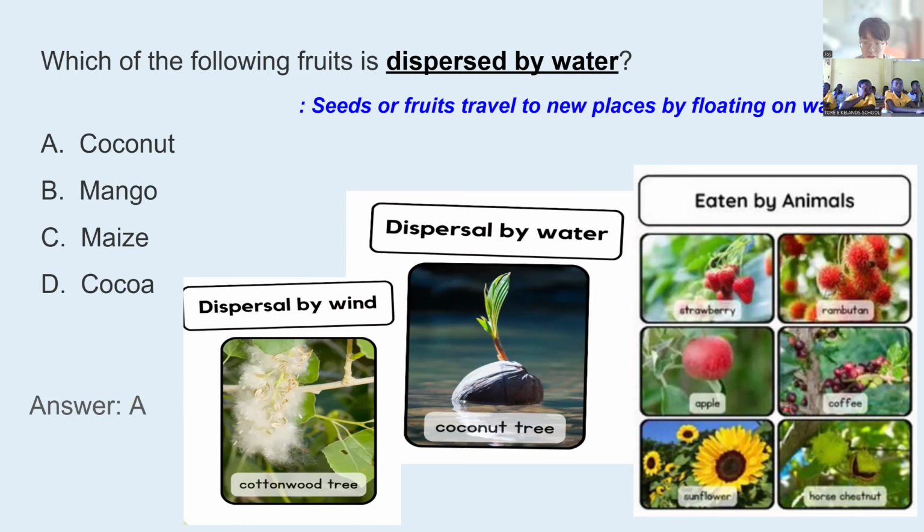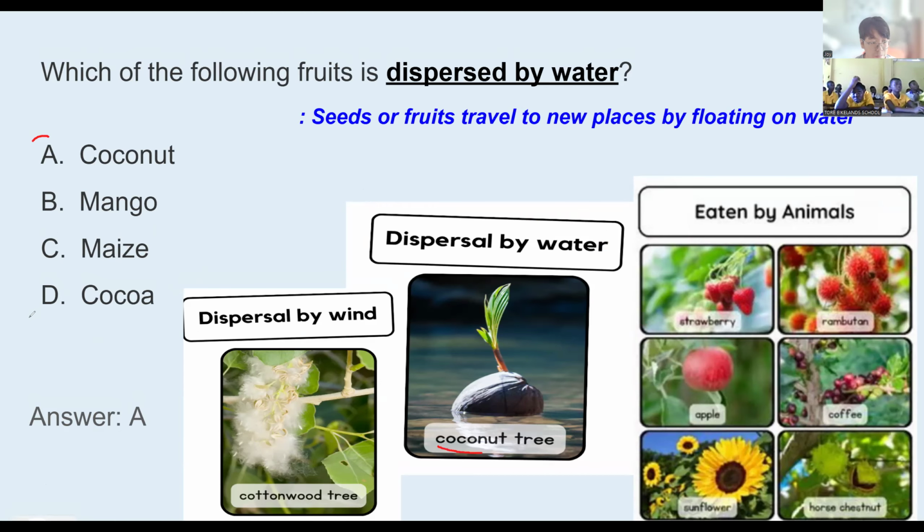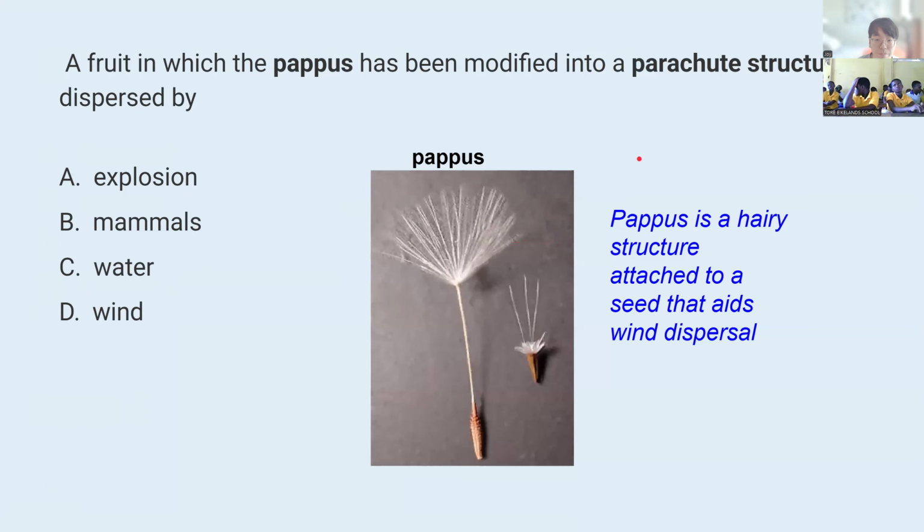But other seeds, like strawberry, rambutan, apples, coffee, etc., are eaten by animals and they get dispersed or travel to different places by getting eaten by animals. But here, coconut is what's being dispersed by water specifically. That is why the answer is A. Okay, so let's move on.